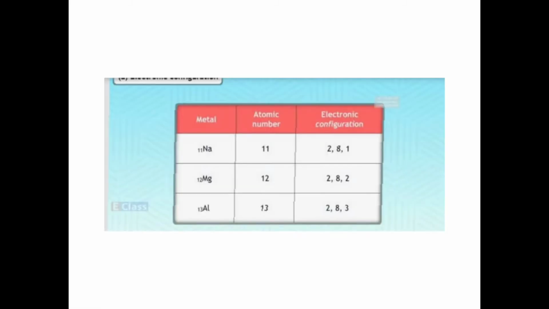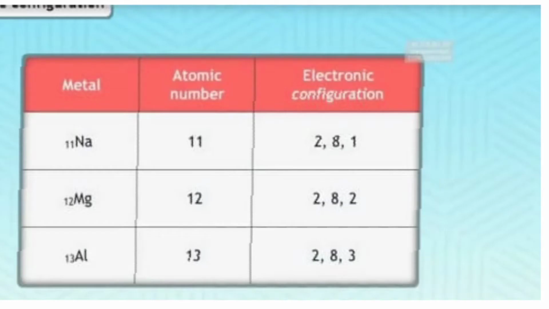Today we are going to study about the chemical properties of metals. So first, let us understand about the electronic configuration. Let us take the example of sodium, magnesium and aluminum. They have the atomic numbers 11, 12, 13.